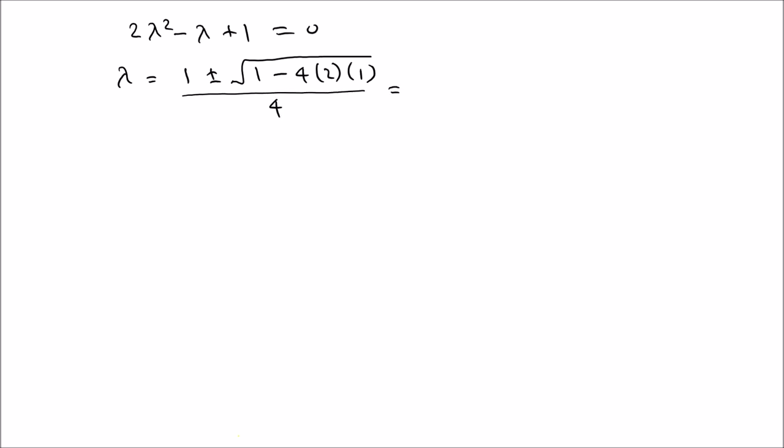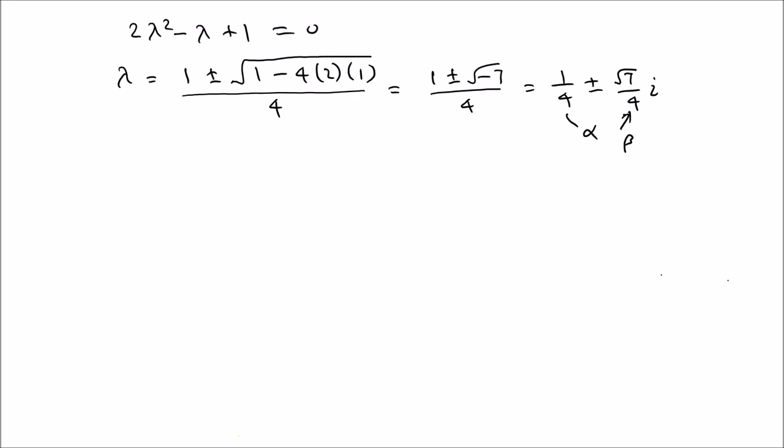So we have 2 lambda squared minus lambda plus 1 equals 0. Lambda equals minus b, which is plus 1, plus or minus the square root of b squared minus 4ac, over 2a. So let's simplify: you get 1 plus or minus the square root of 1 minus 8, so that means the square root of negative 7, over 4. Using complex numbers, we can write this as 1/4 plus or minus square root 7 over 4 i. So that is the alpha, that is the beta.